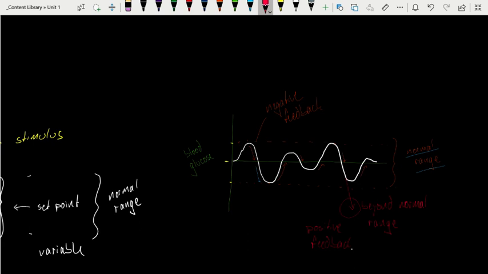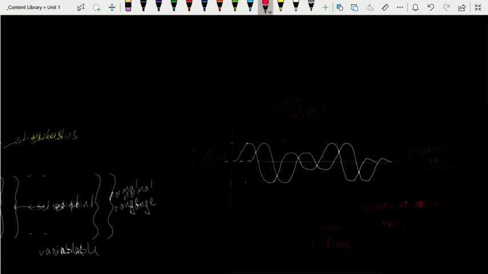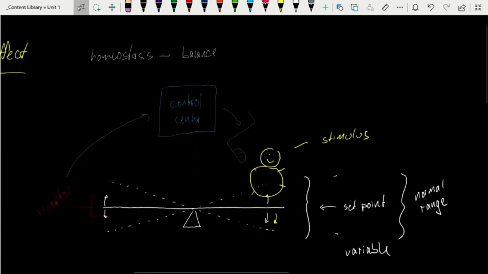And positive feedback, by definition, is going away from set point beyond normal range. Okay, I want to come back here and make sure we have everything labeled that we want. We've got variable, set point, normal range, a receptor, and a stimulus. We talked about the effector, which is under control of the control center and whose job it is to change the variable.